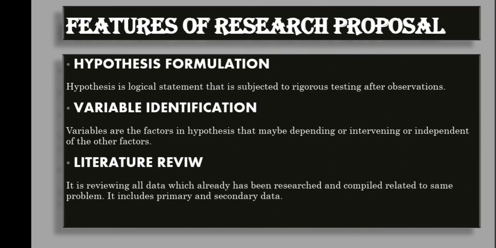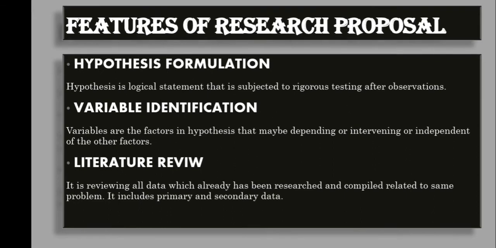Then is variable identification. There can be three types of variables in a hypothesis. They can be dependent, independent, and intervening. Independent variables are not affected by intervening or dependent variables, and dependent variables depend upon independent variables, like the first example I gave: burning down of forests is the reason for the reduction of wildlife in Australia. Reduction of wildlife is a dependent variable. On what is it depending? It is depending upon the burning down of forests.